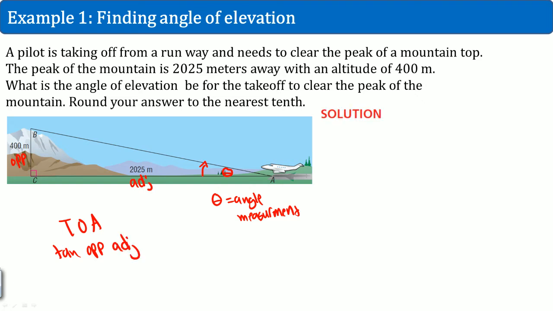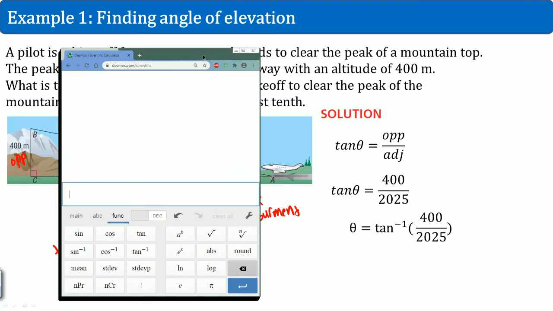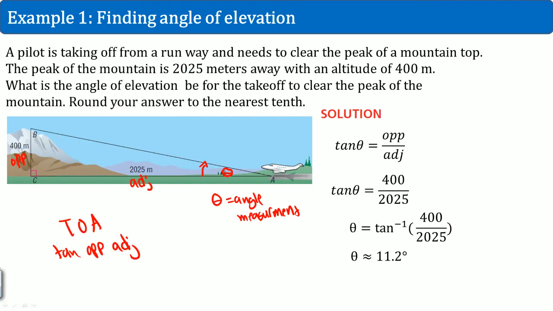Therefore, our solution is going to be tan theta is opposite over adjacent. We plug in the values, but I want to get theta, so I use the inverse. So theta is equal to the inverse tan of 400 divided by 2025. Now I pull up Desmos. Here's Desmos. Make sure you hit the function to get to the inverse. Tan inverse of 400 divided by 2025 gives 11.17, which you could round to roughly 11.2. That is the angle of elevation.